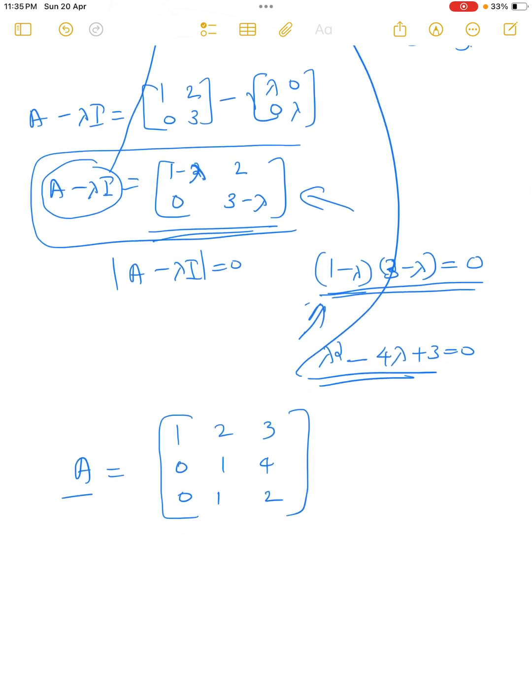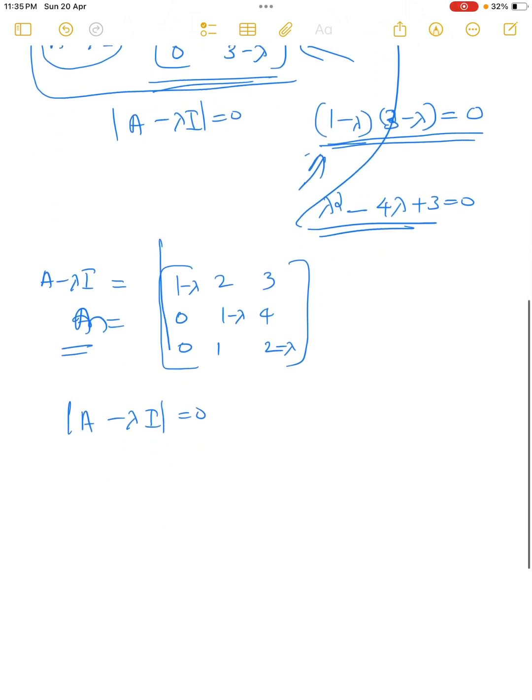So to find the characteristic equation of this matrix, first we need to find A minus lambda I. By the last method, we can find A minus lambda I by subtracting lambda from diagonal entries. That is, A minus lambda I will be 1 minus lambda, 2 minus lambda. This is the characteristic matrix. So we need to find the determinant of A minus lambda I equal to 0.